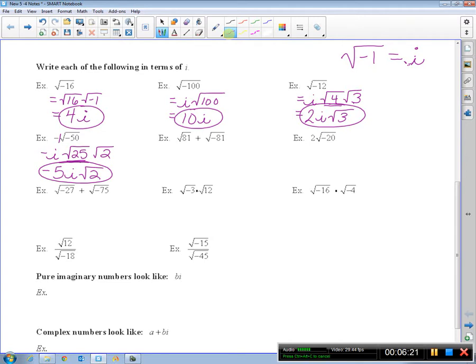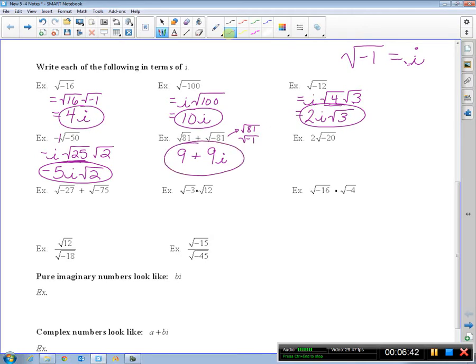Square root of 81, plain old 9. Square root of negative 81, 9i. Probably at this point, you don't need to break this up, but that's how I got 9i.